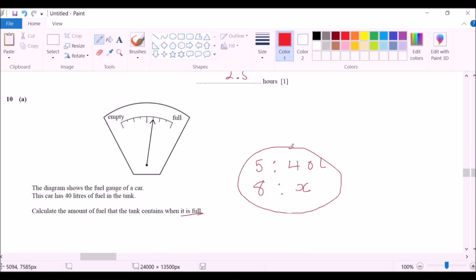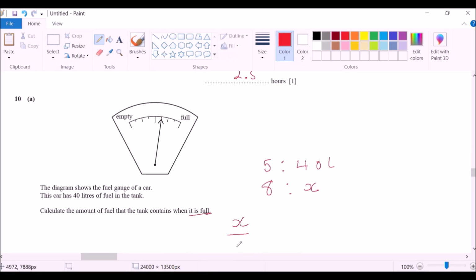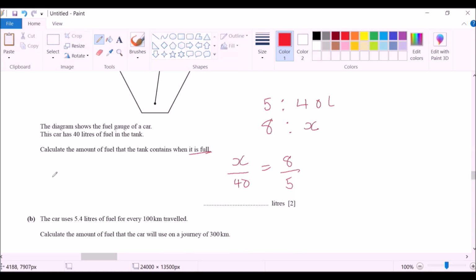From this ratio, we can form an equation. X over 40 is equal to 8 over 5. Now we can say x is equal to 8 over 5 times 40. 5 into 5, 1. 5 into 40, 8. 8 times 8, 64. So x is equal to 64 liters. So we'll put our 64 here.